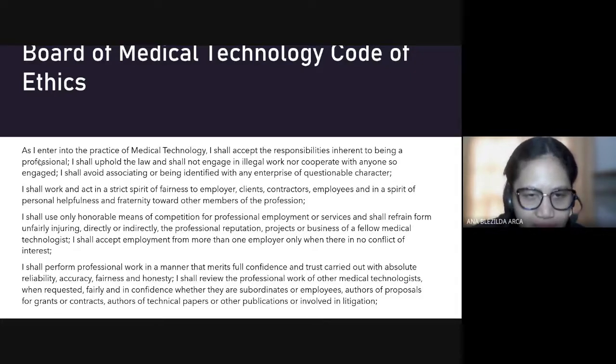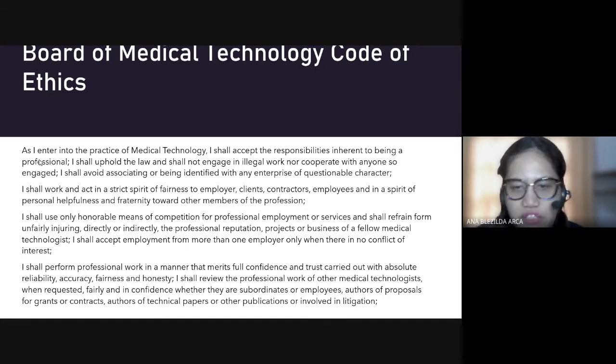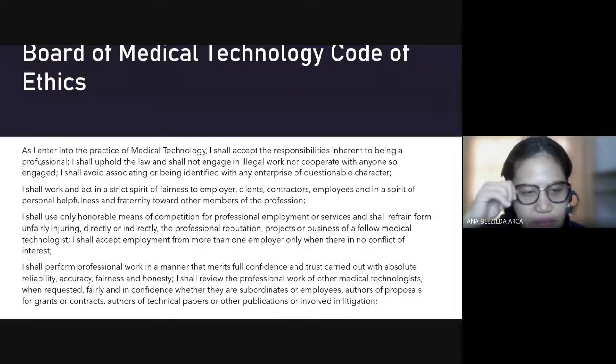Okay? And then, you must work with the spirit of fairness to employer, client, contractor, employees. Yan. So, dapat team player ka. I shall use only honorable means of competition for professional employment or service and shall refrain from unfairly injuring directly or indirectly the professional reputation, projects, business of fellow medical technologists. So, hindi ka daw mananabotahe sa mga kapwa medtech mo. Magiging respectful ka. Okay? And then you will avoid any conflict.